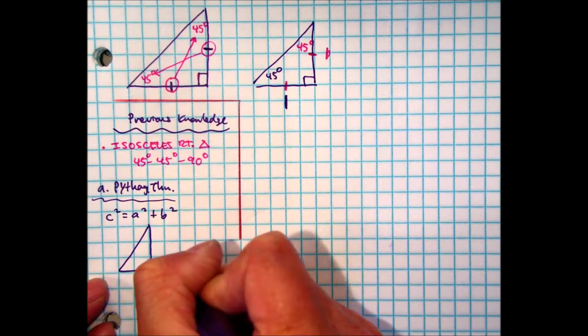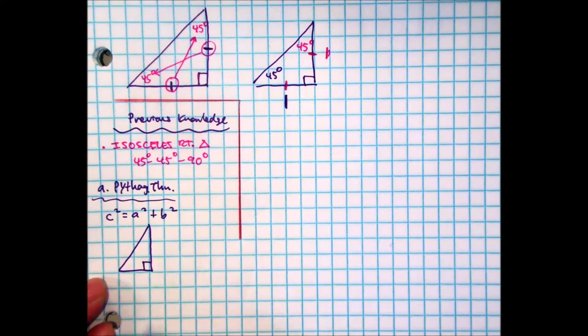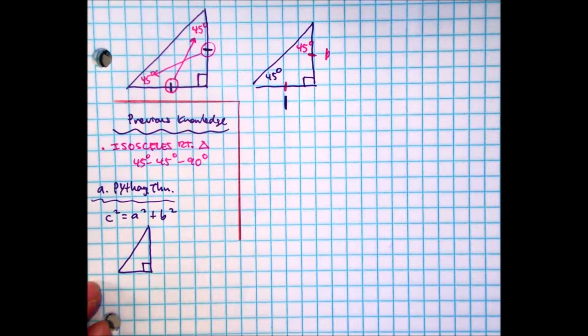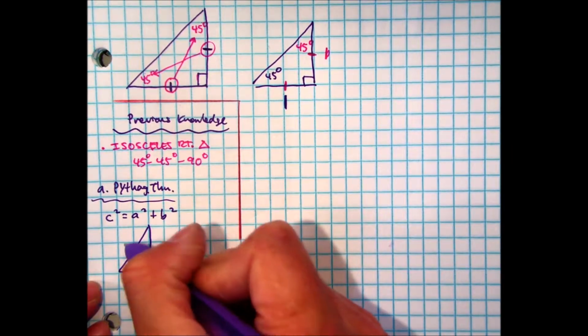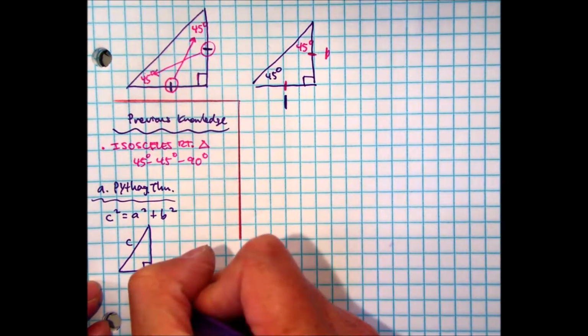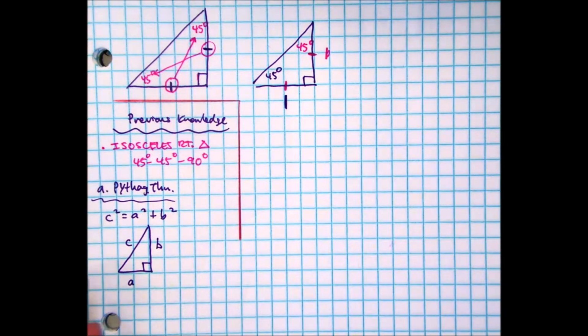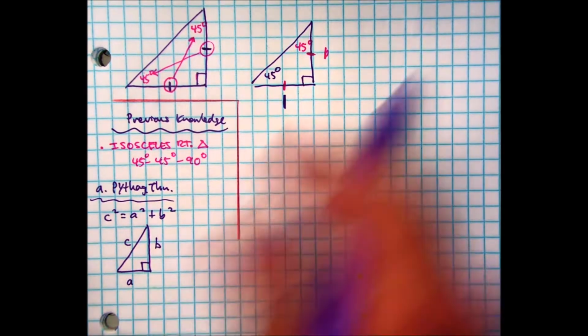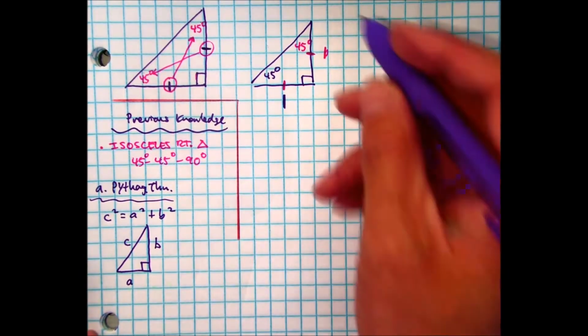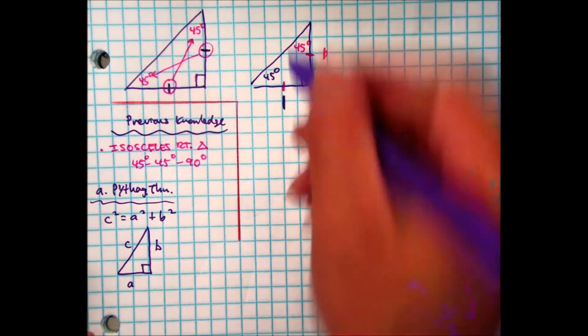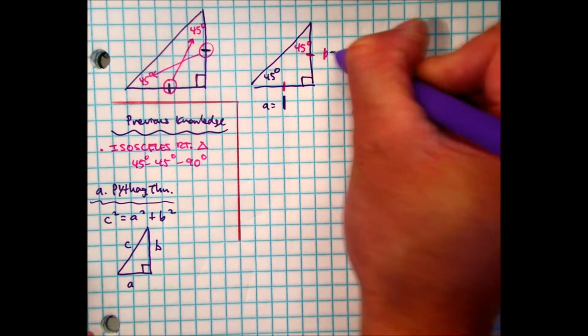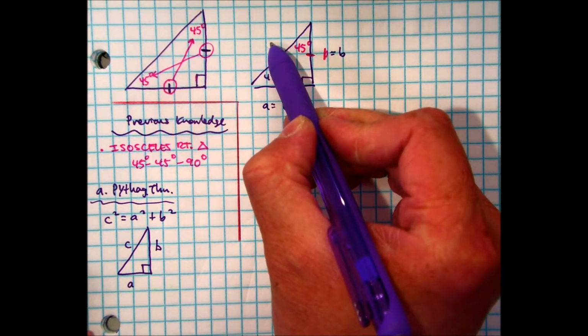Class, what's the most important letter? And where is c? Across from the right angle. This doesn't matter, these are a and b. Let me show you how to use the Pythagorean Theorem on this triangle so that we can solve for the third side. I'm going to call this one A, this one is B, therefore class this one is C.